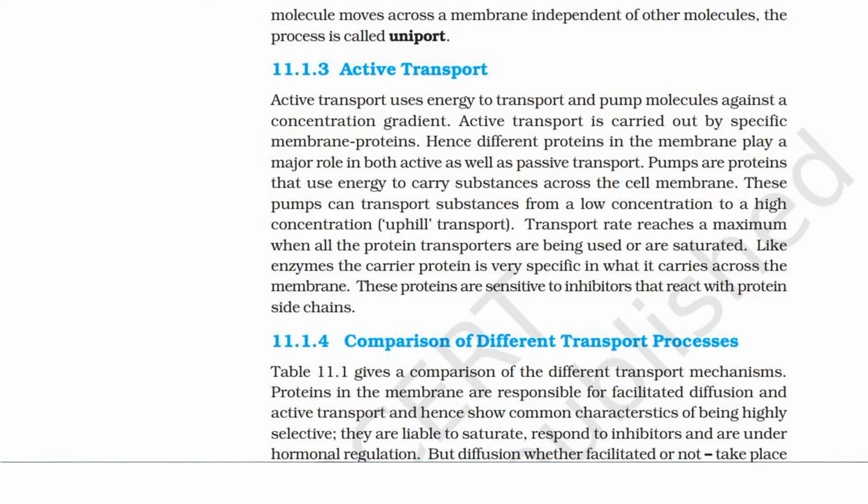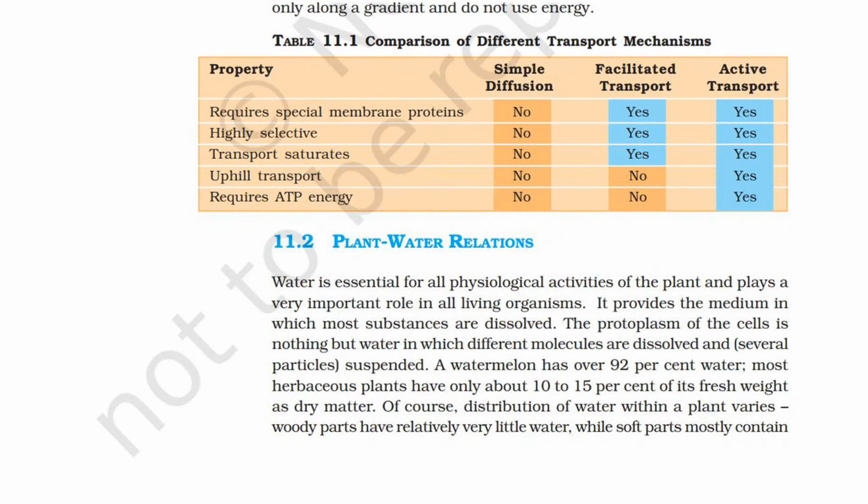Comparison of different transport processes. Proteins in the membrane are responsible for facilitated diffusion and active transport, and hence show common characteristics of being highly selective. They are liable to saturate, respond to inhibitors, and are under hormonal regulation. But diffusion, whether facilitated or not, takes place only along a gradient and does not use energy.